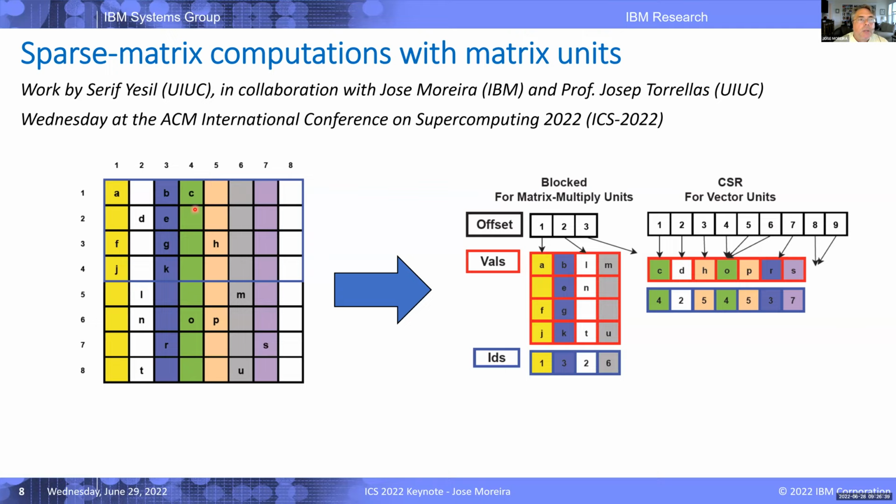And you can. So here is a shameless plug. Sherif Yasil, who I think is here at the talk, will be giving his own talk tomorrow at this conference on Wednesday, and he's going to explain how he takes a very sparse matrix, 99%, 99.9% sparse, and partitions that matrix into blocked parts, which can be computed efficiently on a matrix unit, and then a more conventional CSR part that can be computed on vector units. So Sherif actually uses both the vector unit and the matrix unit to do his sparse matrix computation. So I encourage you to see that talk.